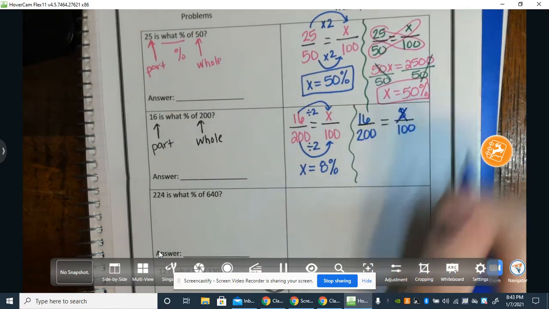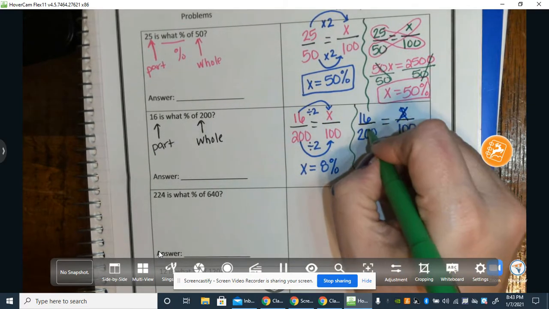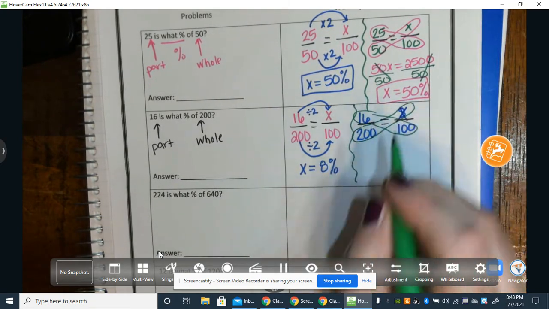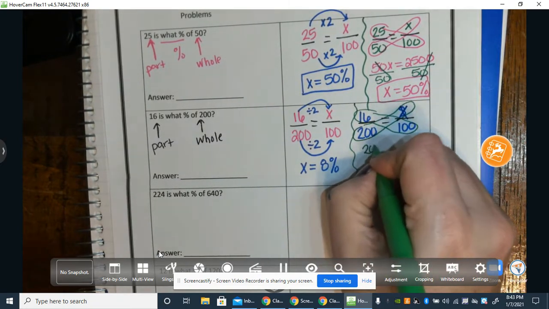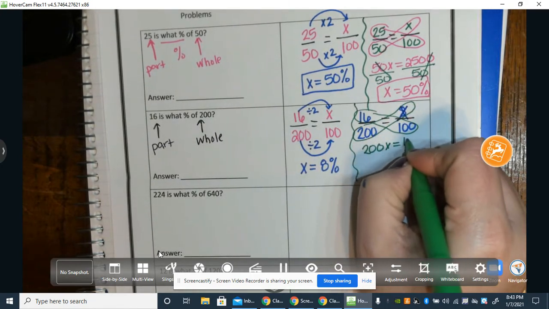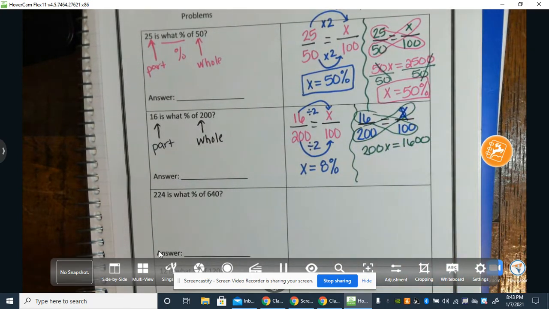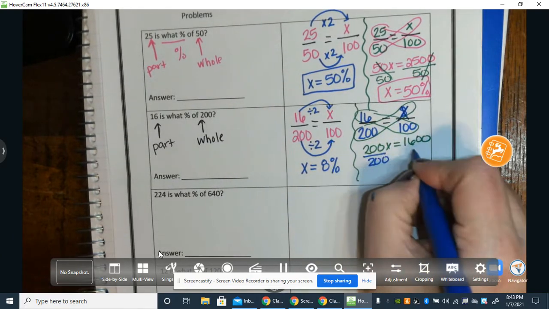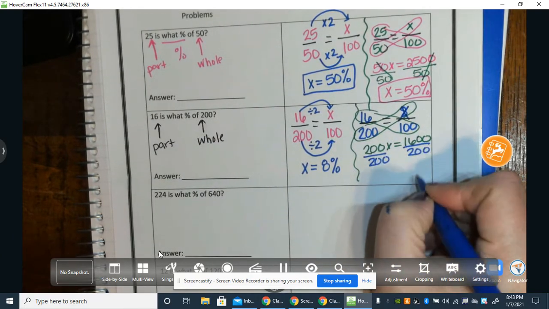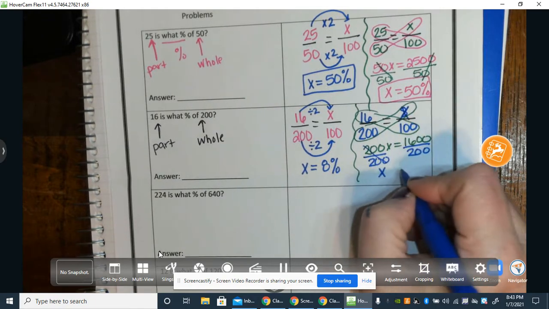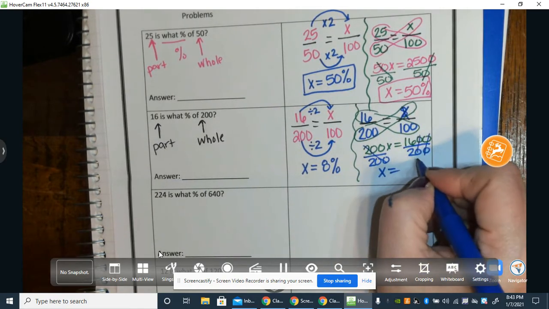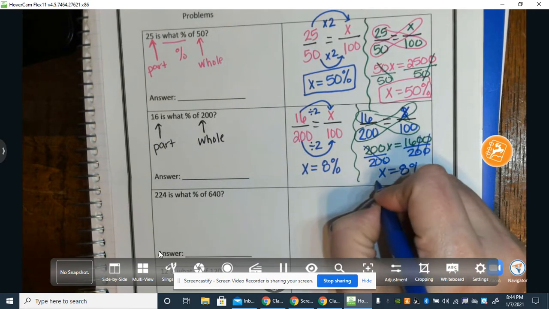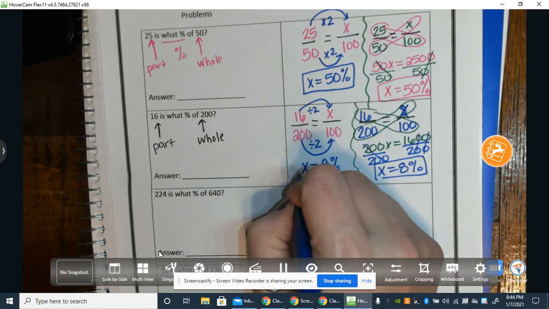So let's just do cross multiply. Sorry. So I'm going to multiply across, and I get 200x is equal to 1,600. Divide by 200 on each side. So x, this cancels out, is equal to, 2 can go into 16 8 times, so it will still be 8%.